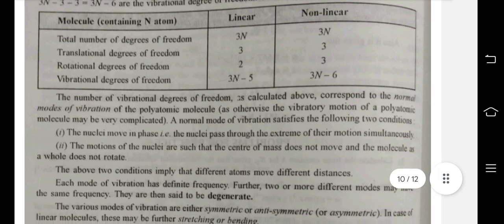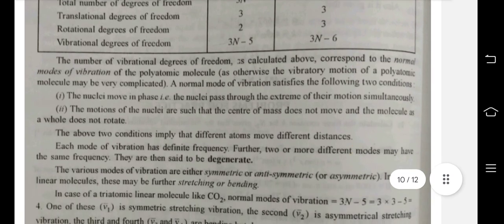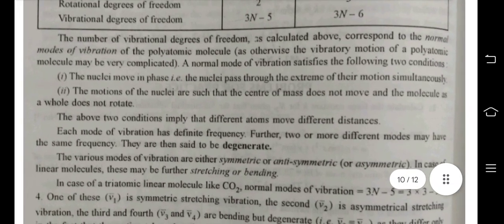The number of vibrational degrees of freedom as calculated above correspond to normal modes of vibration of polyatomic molecule, as otherwise the vibratory motion of a polyatomic molecule may be very complicated. A normal mode of vibration satisfies the following two conditions.